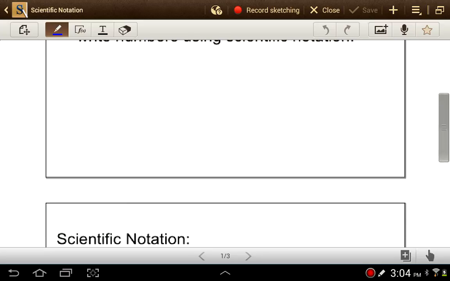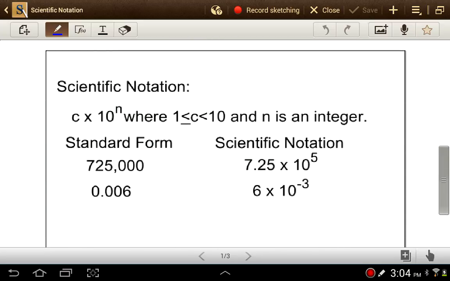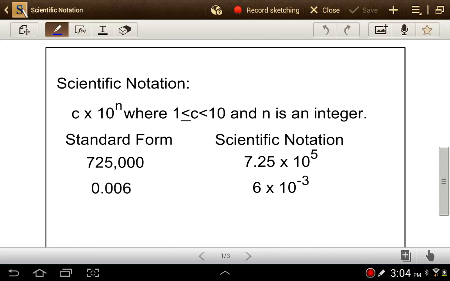Scientific notation is when you have c times 10 to the nth power. Anytime you have a number, c represents a number, times 10 to a power, where c is between 1, it can be equal to 1, and 10, but cannot be equal to 10. So that first c has to be one digit in front of the decimal point, and n is an integer.